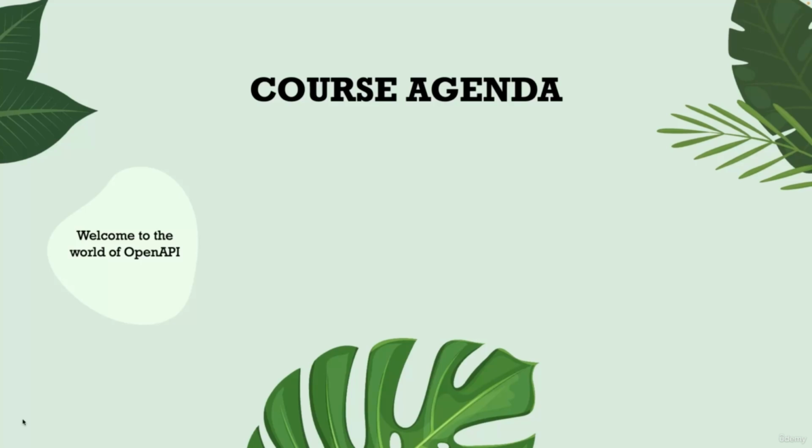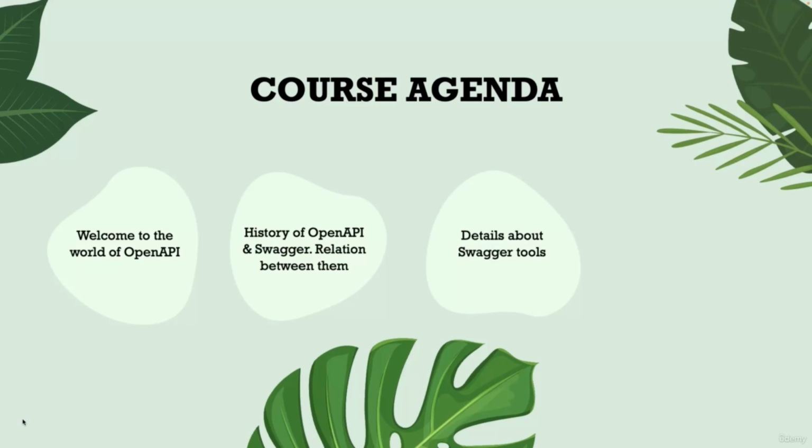Once we are clear about the OpenAPI introduction, we are also going to talk about the history of OpenAPI and Swagger. There is a lot of confusion inside the industry about the relationship between OpenAPI and Swagger, so we're going to spend a few minutes understanding the relationship between them. Once we are clear about that, we will jump into the Swagger tools.